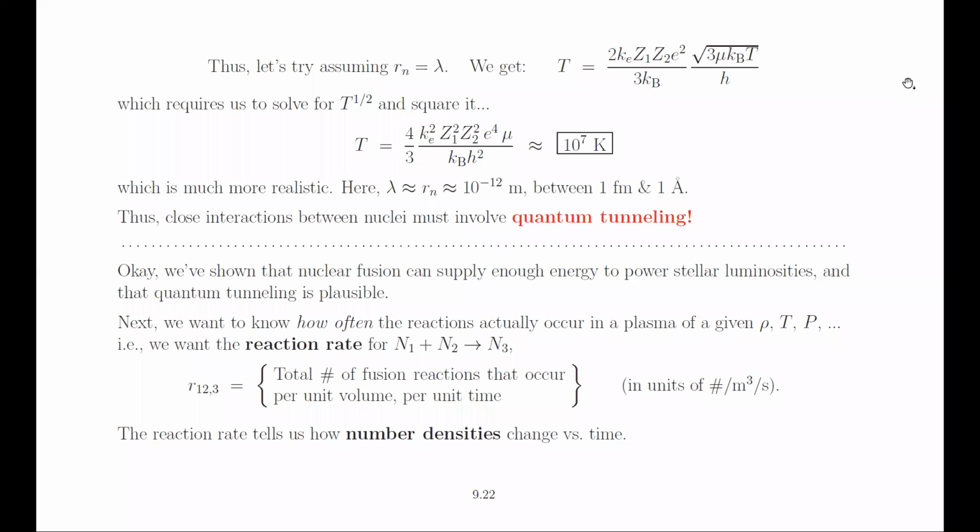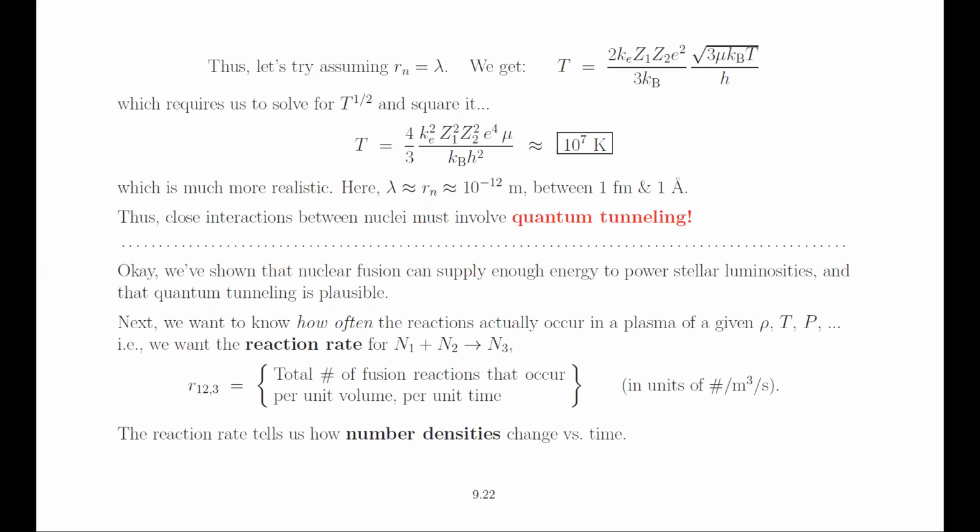Okay. In the previous video, we went through this plausibility argument from several perspectives, right? To show that nuclear fusion inside a star like the sun can supply enough energy to power the luminosity of the sun over its lifetime, and that the idea of quantum tunneling, or the de Broglie wavelength being the distance of closest approach that you need to reach, actually is consistent with what we know to be the temperatures at the core of the sun.